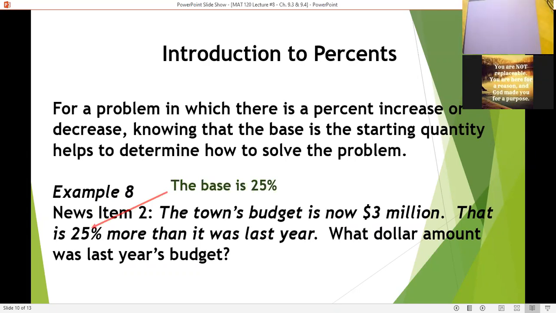The question that we're being asked right now: the town's budget is now $3 million, and it's 25% more than last year. So there's some number that when I did 25% of it and added it on, I got 3 million. This example, let's take a look. We would do something algebraic kind of like this.